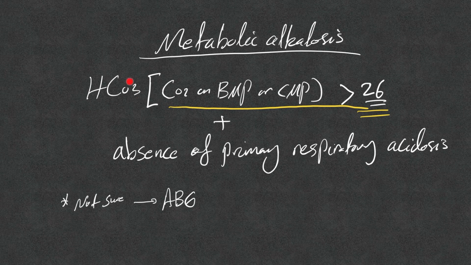Metabolic alkalosis: the serum bicarb, which is labeled CO2 on the BMP or CMP, will be above 26 milliequivalents per liter, plus absence of primary respiratory acidosis. If you're not sure if there is a primary respiratory issue or not, obtain an ABG. But in most cases, the history is enough to tell you if this is just pure metabolic alkalosis or a compensation of a primary respiratory disorder.